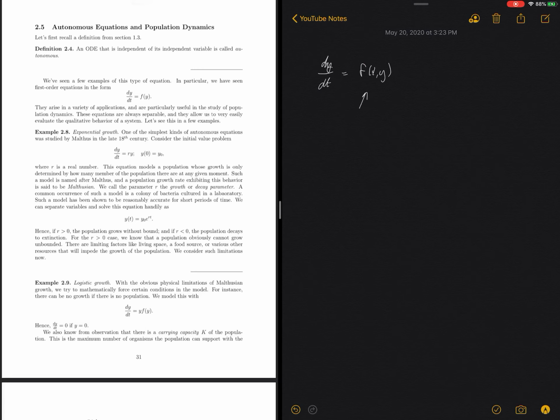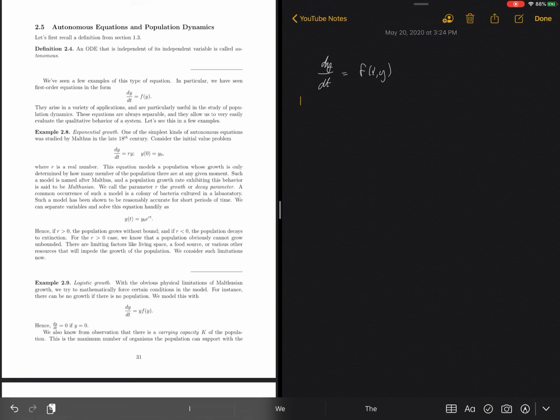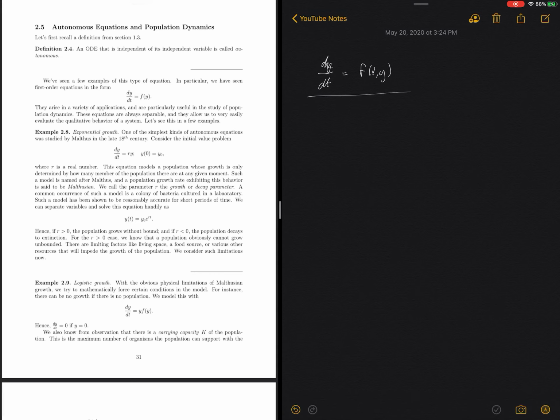So, let me go ahead and start by telling you that there's another class of differential equations that we would like to study. So in general, we have a rate function that is given as a function of both t and y. But what would happen instead if we got rid of the dependence on t? Right, and we've seen examples like this.